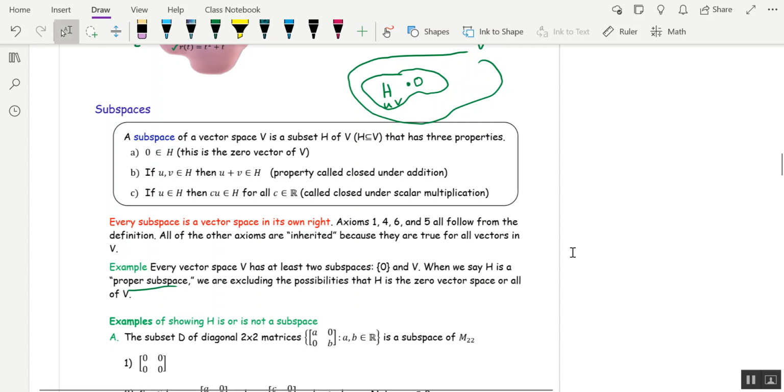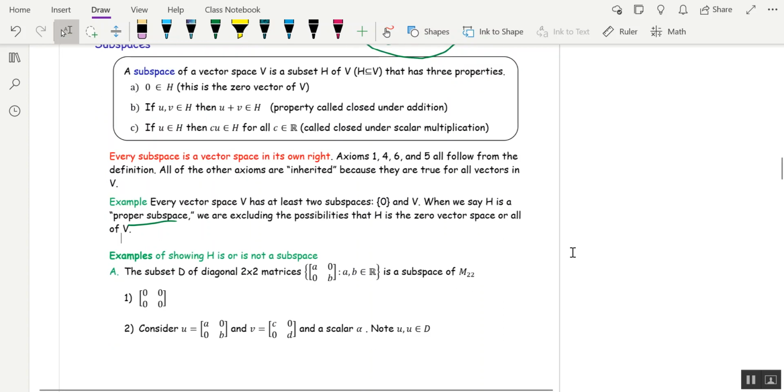But let me show you some examples of things that are subspaces and things that are not. For example, if you look inside of M22, which is the set of all 2 by 2 matrices, and you look at all the diagonal matrices, those are 2 by 2 matrices that look like this. There are 0 entries on the non-main diagonal, and the main diagonal, the A and the B, could be 0, but they don't have to be. So those are called diagonal matrices, and I claim that that's a subspace.